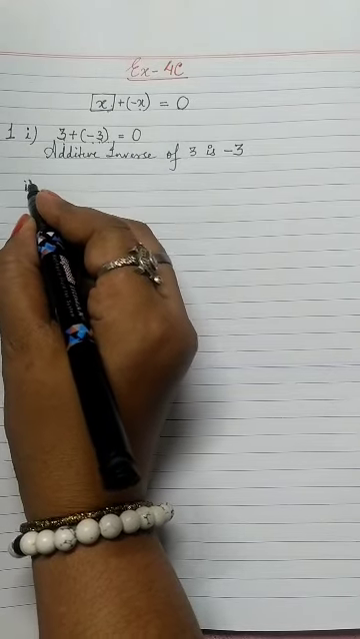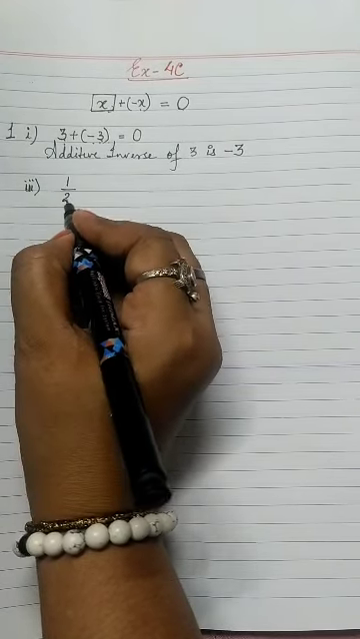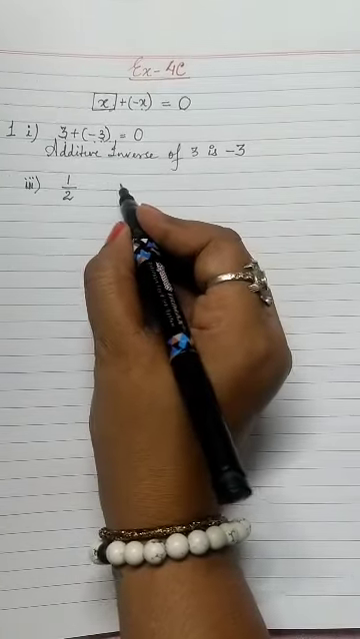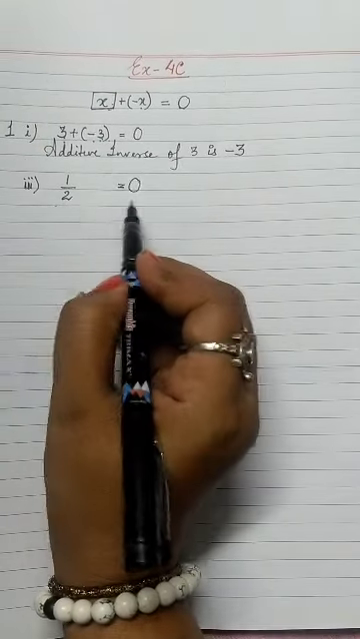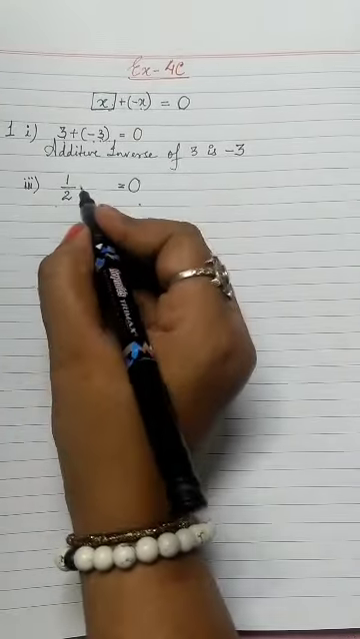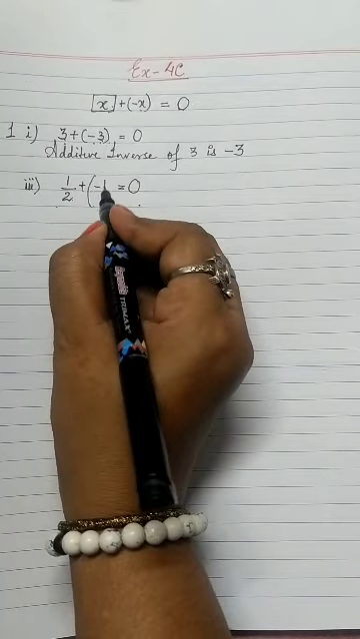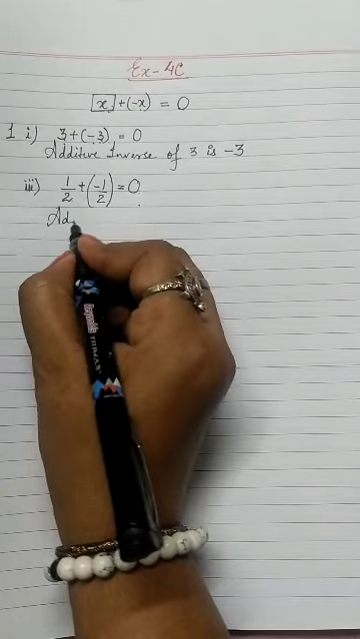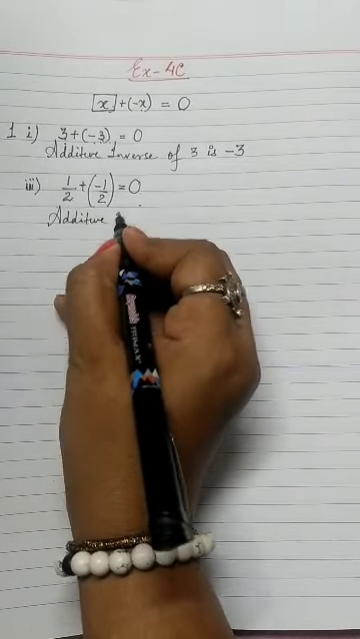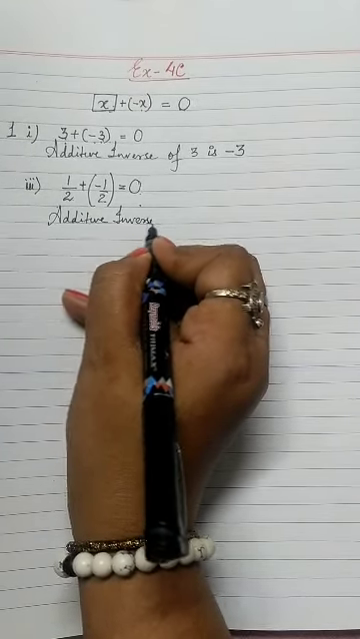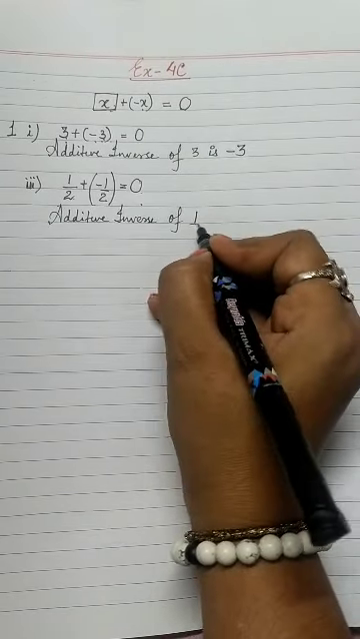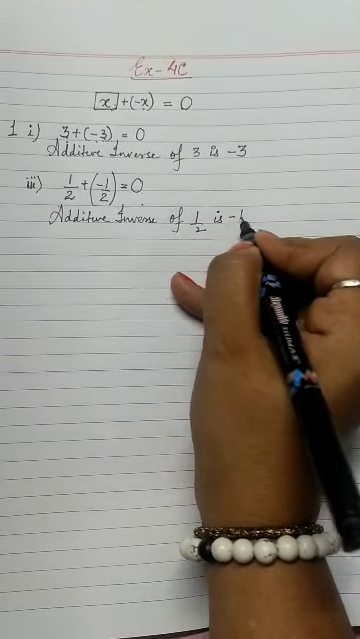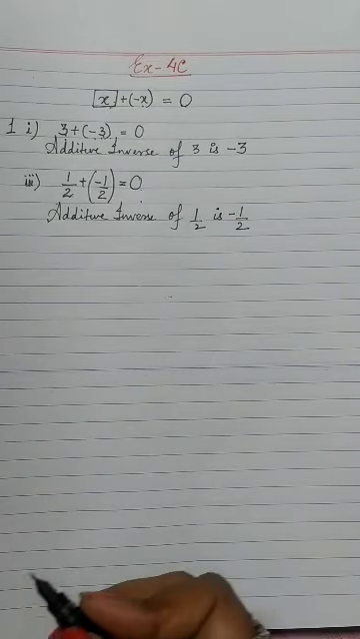In the third bit, you have 1 by 2. What will be the additive inverse of 1 by 2? If I add a minus 1 by 2, I am going to get 0. So, therefore, the additive inverse of 1 by 2 is minus 1 by 2. I hope additive inverse is clear.